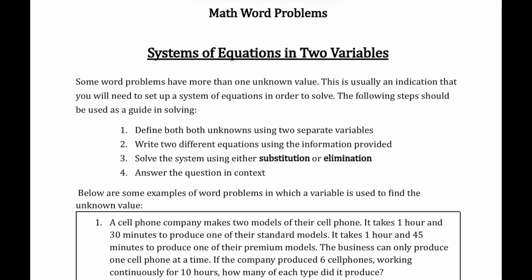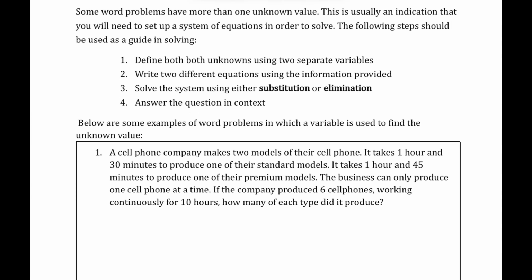In this video, we will be discussing how we set up systems of equations in order to solve for two unknown values for a given word problem. So the first thing that we're going to need to do is define both unknown values using two separate variables. Once we've done that, we can write two different equations using the given information, and we can then solve the system using either the substitution method or the elimination method.